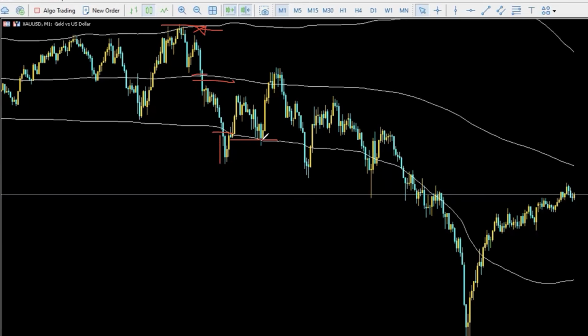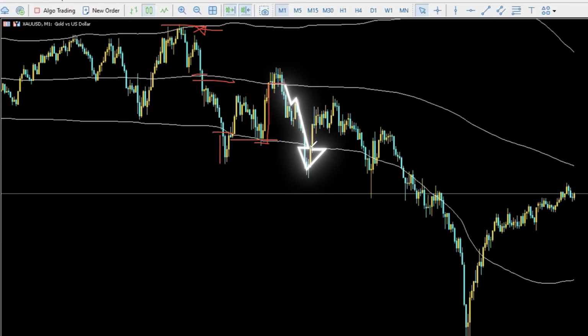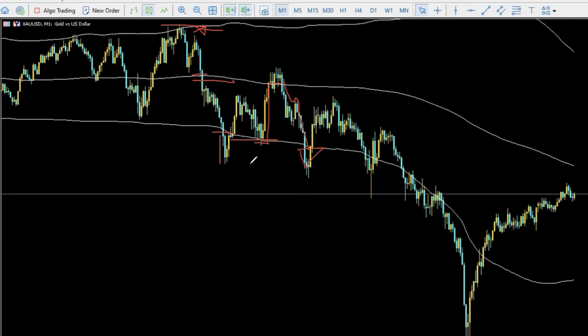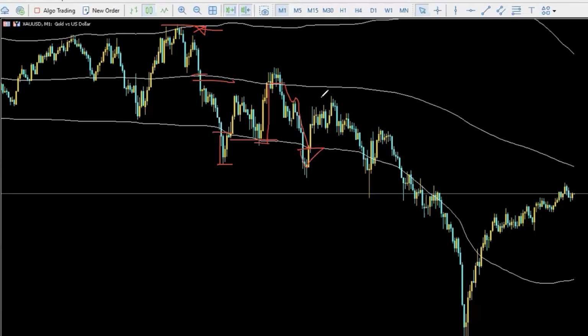Because this was a support zone, price pulled back, retested the middle zone, and then from there, it goes down again to make a newer low. This low is lower than this previous low. Now we know we're in a downtrend. So therefore, price is fully staying underneath this top Bollinger Band, which is represented as a resistance zone.